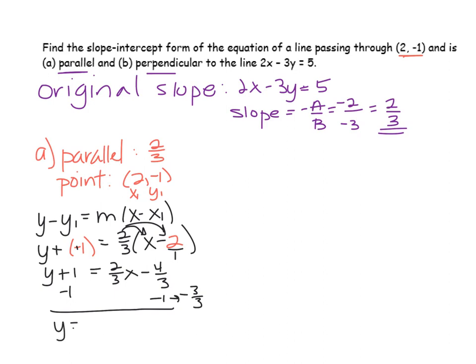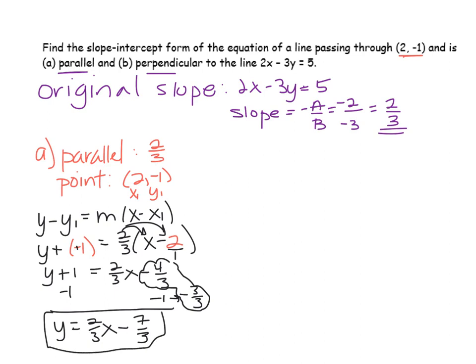Finally, we have y equals 2/3 x. And then we have negative 4/3 minus 3/3. And that becomes negative 7/3. And there's your equation that's parallel.